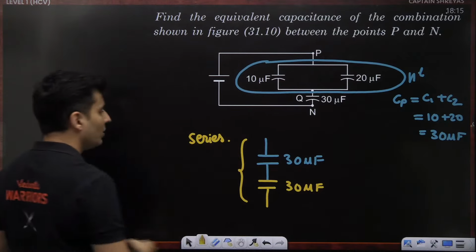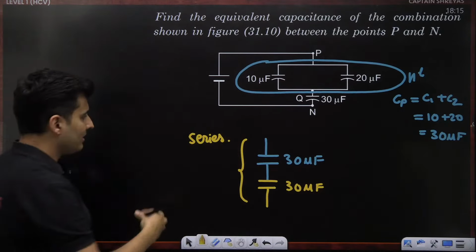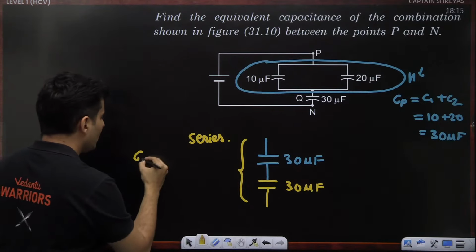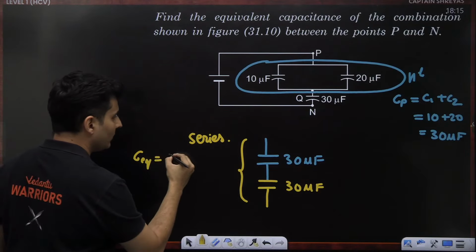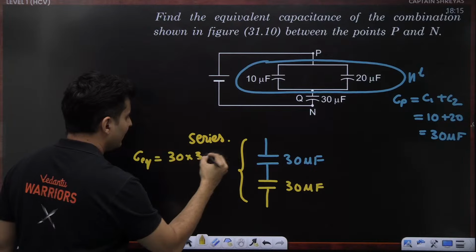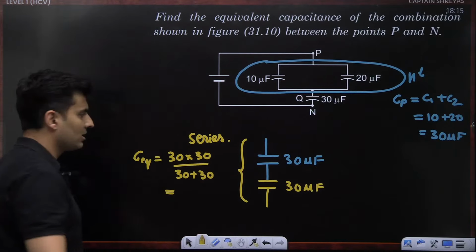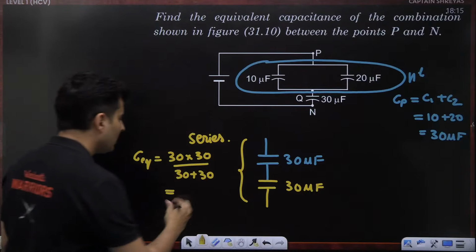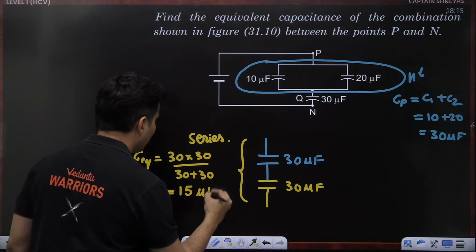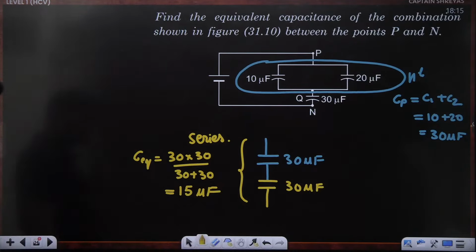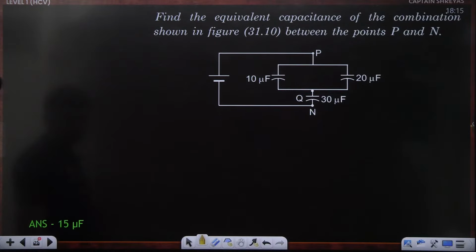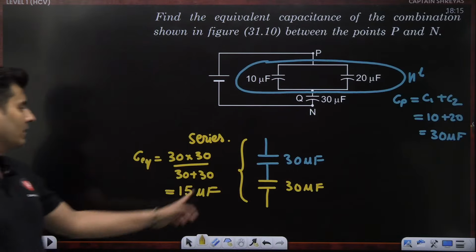So in series, what do we use? The reciprocal formula. So C equivalent will be C1 into C2 divided by C1 plus C2. Correct? So how much will it come out to be? It will come out to be 15 microfarad. Everybody with me? Just check it out. 15 microfarad is the correct answer.